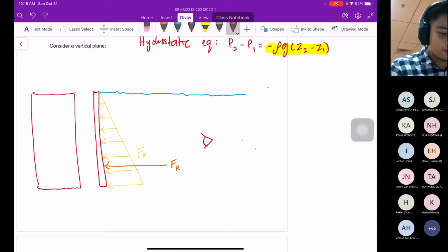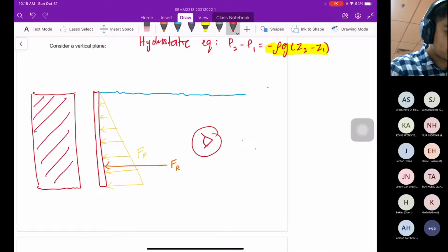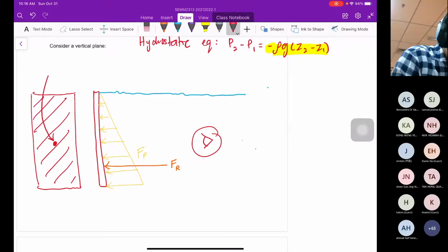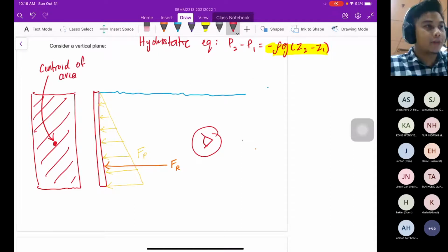This is from this side. When we look at from here, this is the plane. When we look at, this is our plane. So this plane will have the centroid. So definitely the centroid will be located at the middle. This is what we call a centroid, centroid of area. Different area will have different centroid.